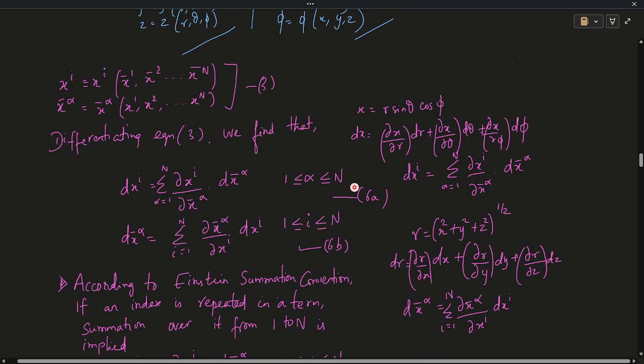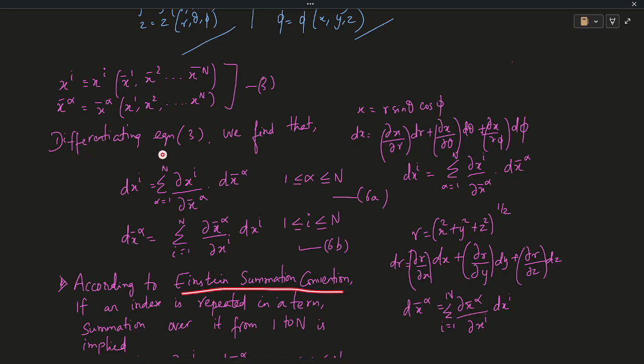So now we are going into the Einstein summation convention. Let us say I have the older coordinates xi in terms of my newer coordinates, and the newer coordinates in terms of my older coordinates. Let us do differentiation on equation 3. What do we have? We do not know how to write this straight away.